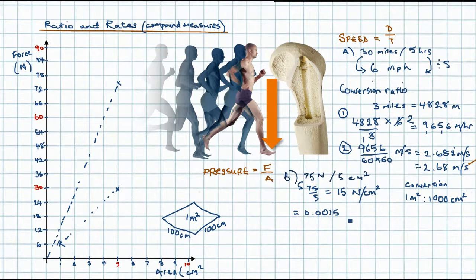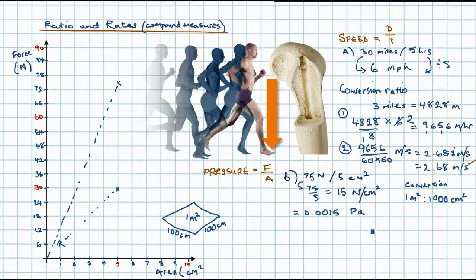Okay, so we've now got 0.0015 newtons per square metre, which we can rewrite as pascals, or 1.5 times 10 to the minus 3 if you prefer standard form.